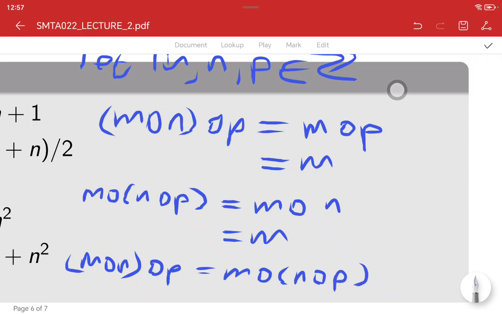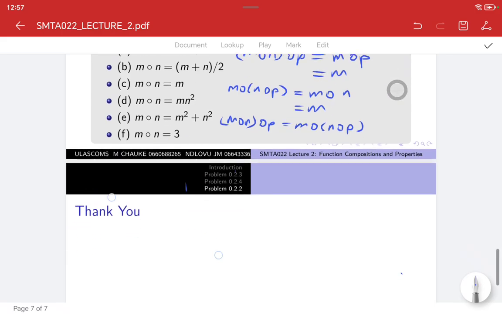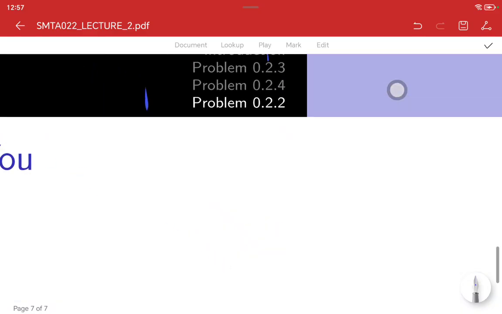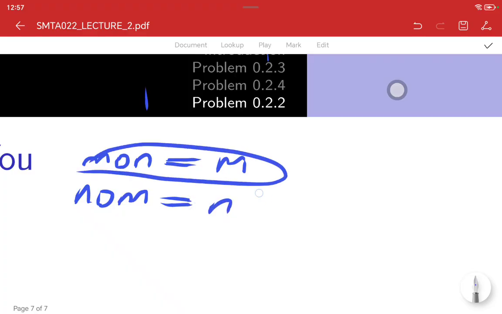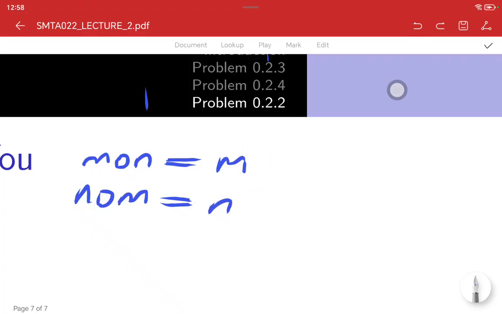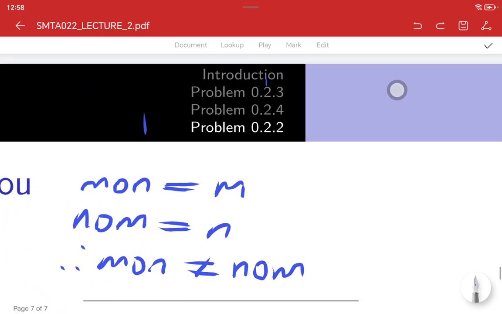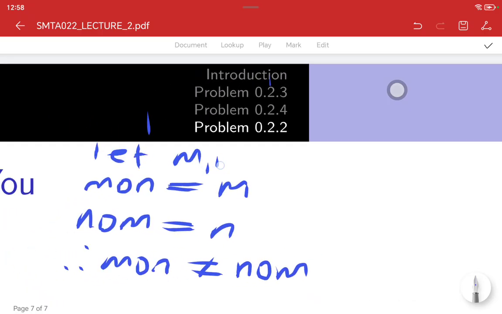So let's check commutative here. We are given M o N. We know that this one is equal to M, the first element. Then if we check N o M, this will be equal to N. And these two are not equal. Therefore, M o N is not equal to N o M. So here I can't commute because the element is alone. So this is not commutative. Commutativity is not satisfied.